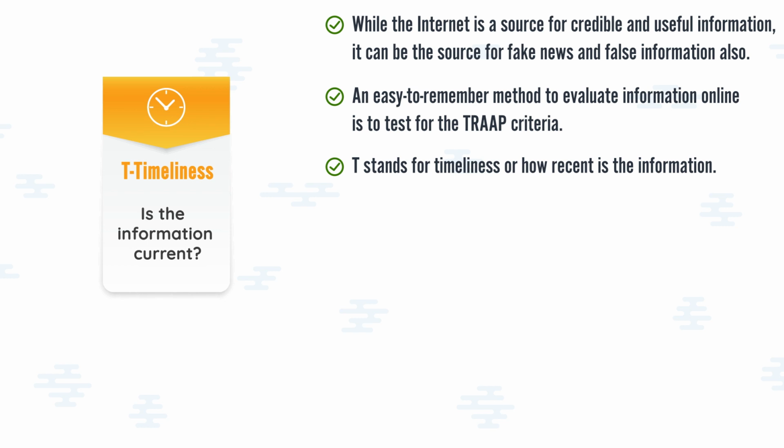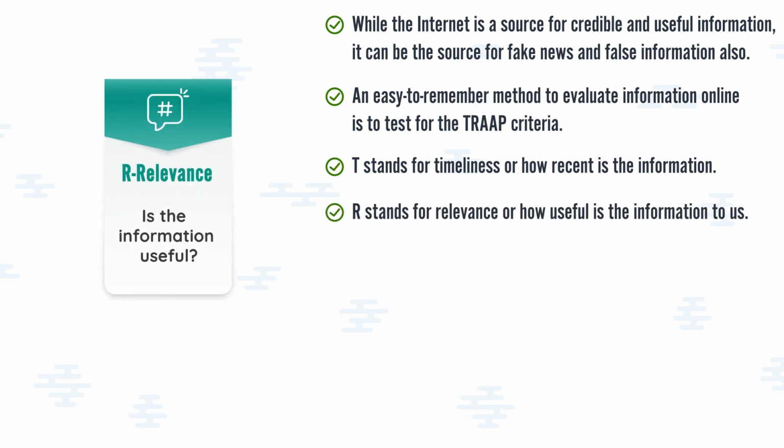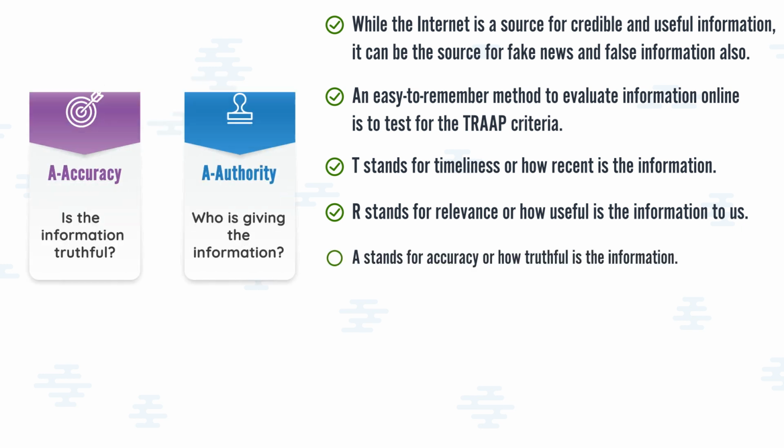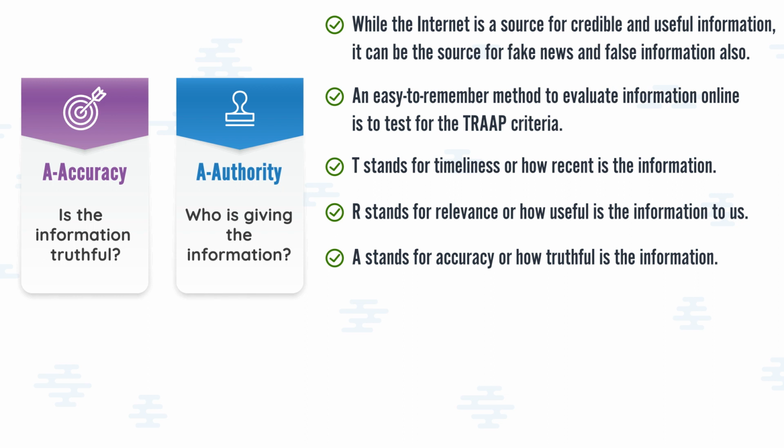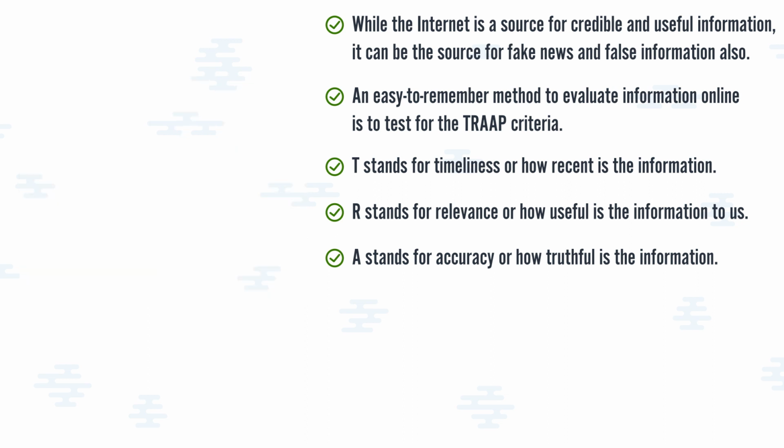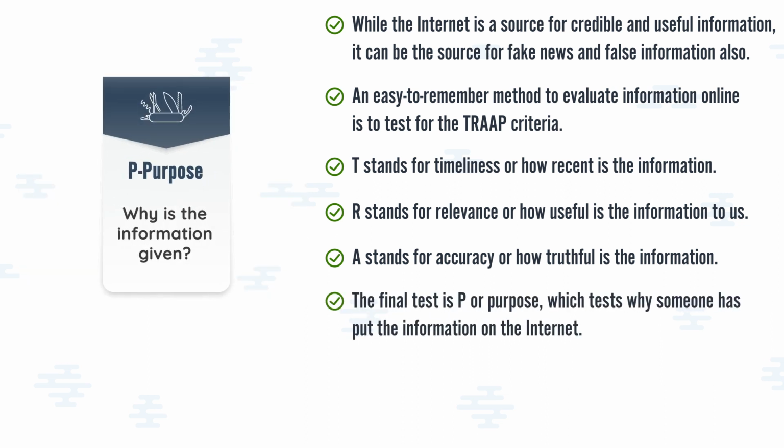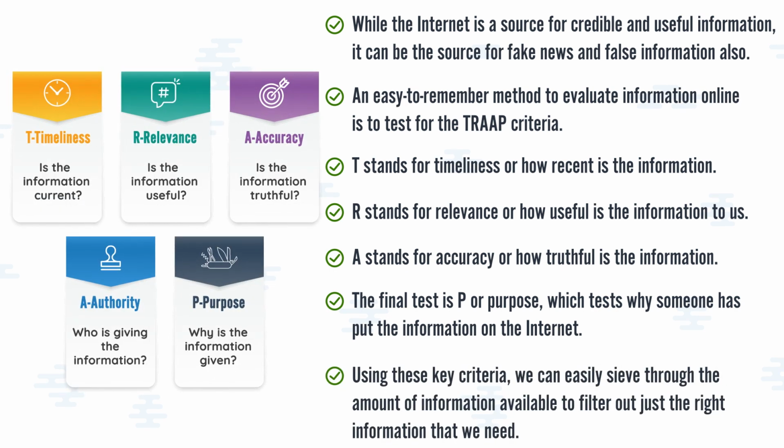T stands for timeliness, or how recent is the information. R stands for relevance, or how useful is the information to us. A stands for accuracy, or how truthful is the information. The final test is P, or purpose, which tests why someone has put the information on the internet. Using these key criteria, we can easily sieve through the amount of information available to filter out just the right information that we need.